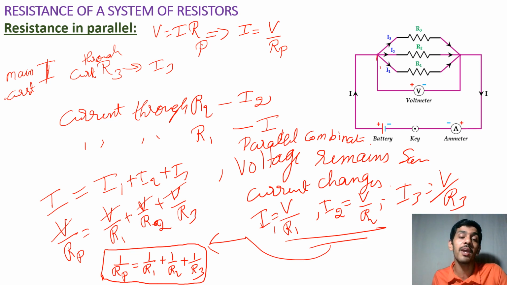So it is not Rp equal to R1 plus R2 plus R3. No. The reciprocal of the effective resistance in the parallel combination is not the sum of the resistors, it is equal to the sum of the reciprocals of the individual resistors. That is about the effective resistance of the parallel combination.